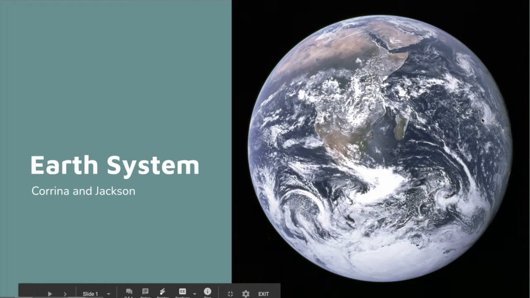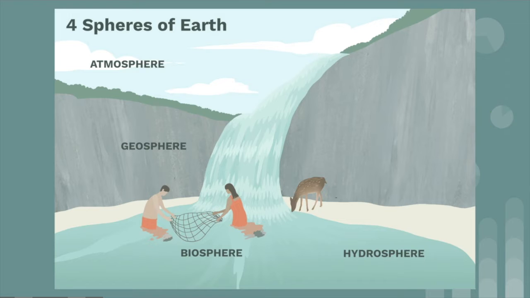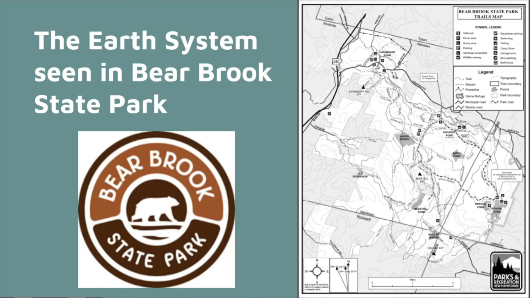Hello! Today we're going to be talking about the Earth as a system, and the Earth is made up of many different parts that allow us to be able to live here. So here is a picture labeling all of the different spheres of the Earth, and there are 4 of them. We have the atmosphere, the geosphere, the biosphere, and the hydrosphere, and you can see that they all work together to create our individual environments.